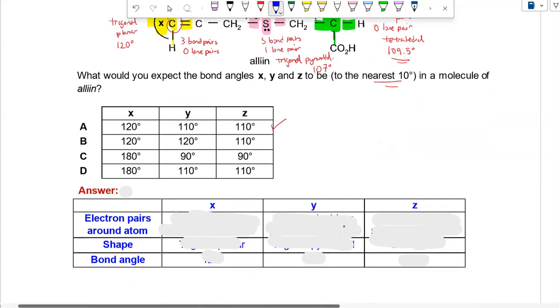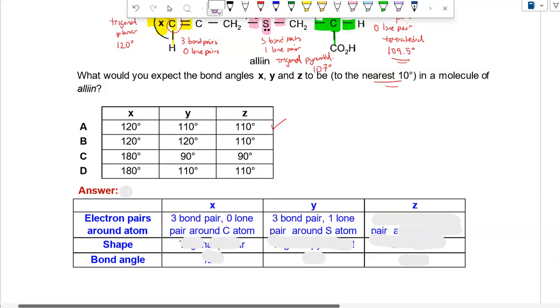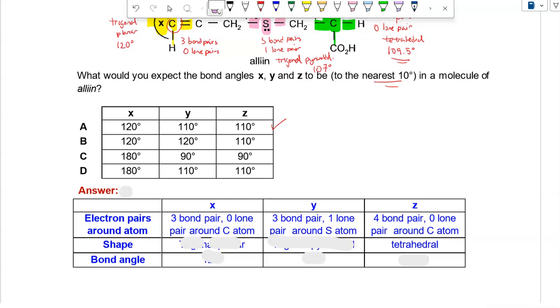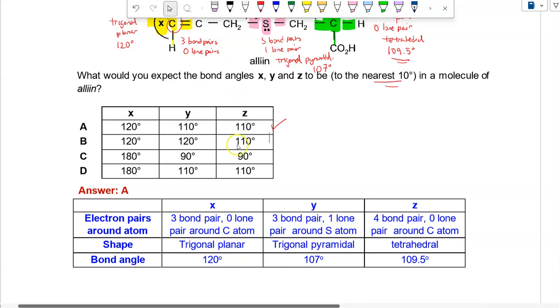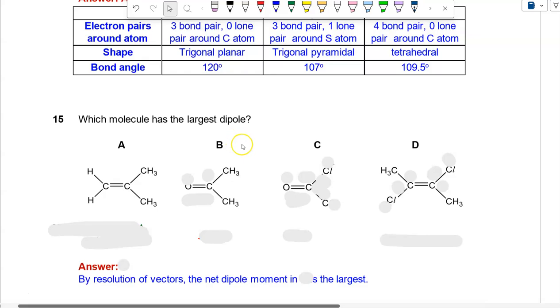Okay, so as I've mentioned, a quick summary. Look at the number of lone pairs and bond pairs around the central atom, determine the shape and therefore the corresponding bond angle. So it's similar to what I've explained earlier on, and that's why the answer will be A. Okay, moving on.